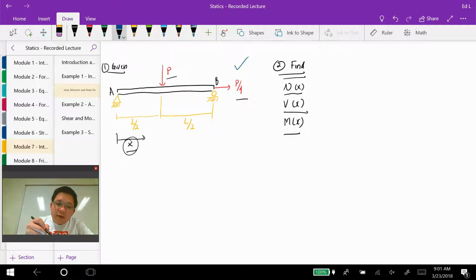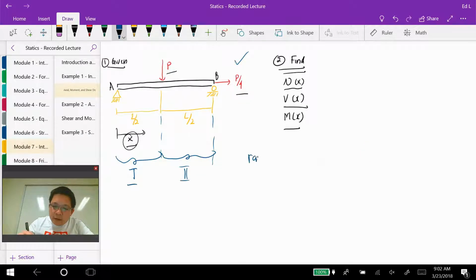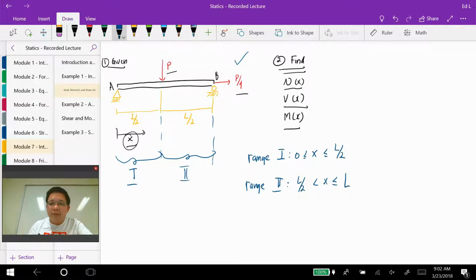The first range is this one over here. The second range is this one over here. Range 1 is defined from x equal to 0 to L over 2, and range 2 is defined from x equal to L over 2 to L.